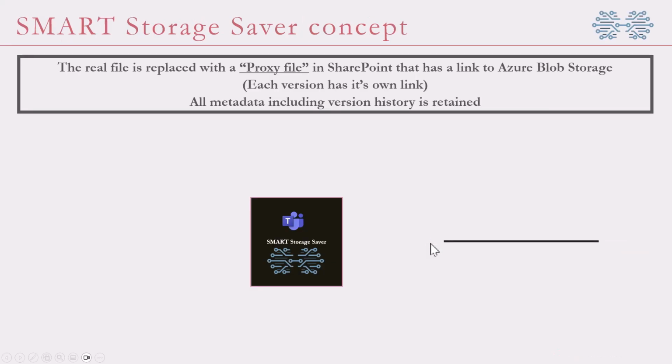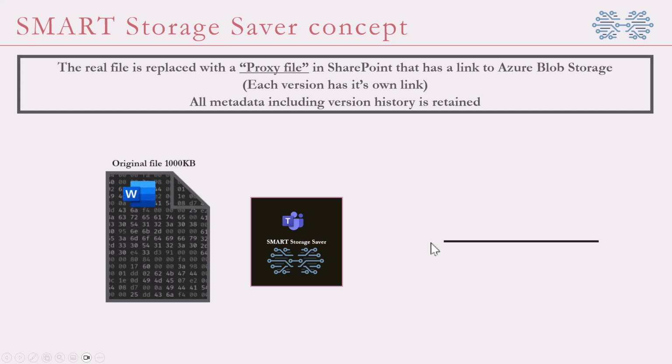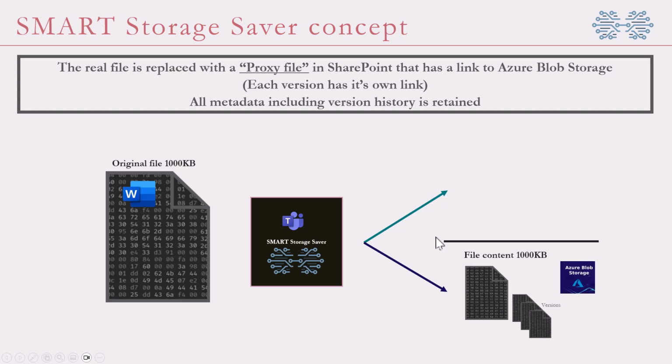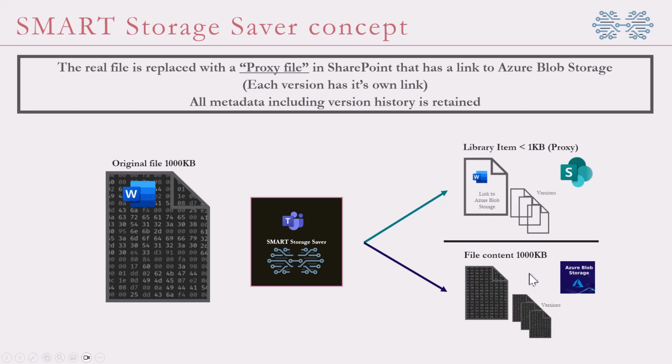Using Smart Storage Saver, you can take a file and you can split that file into 2 components. One component is the binary content, and that goes into Azure Blob Storage, where the storage costs are very low. And the second component goes into SharePoint as an ordinary SharePoint document library item. Only the item is empty and only has the metadata and the file name.